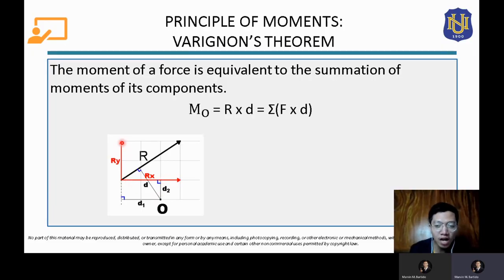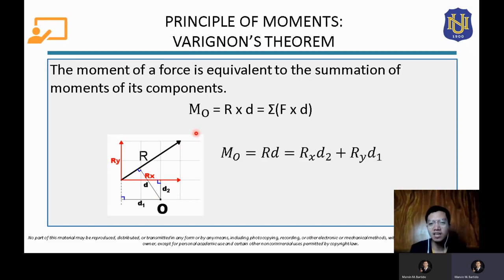Now, also your vertical component of force R can also have a moment about point O. We just need a perpendicular distance. Extending the line of action of that vertical component, its perpendicular distance will be this way from point O. So the summation of these component forces is also equivalent to the moment of this force R.